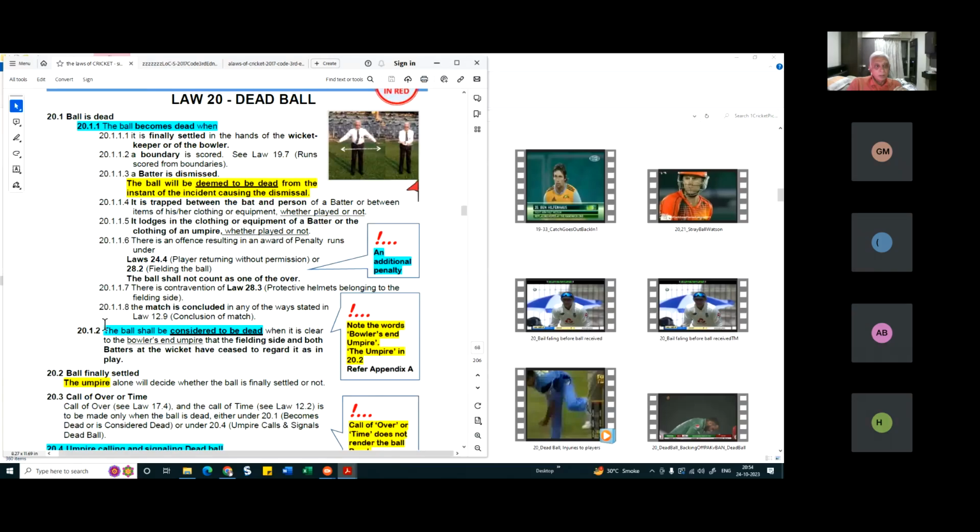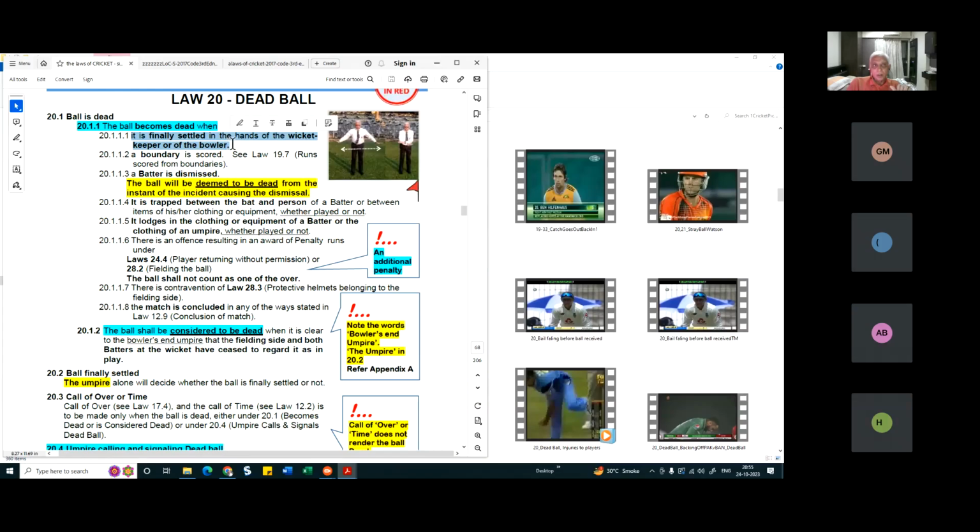The criteria are different. Now here, the ball shall be considered to be dead when it is clear to the bowler and umpire that the fielding side and both batters at the wicket have ceased to regard it as in play. Now, Ishan Kishan was being a little smart, and though no opportunity existed, he was waiting for the batsman, in straightening up, maybe to lift his foot or whatever. But it doesn't count. His intentions don't count.